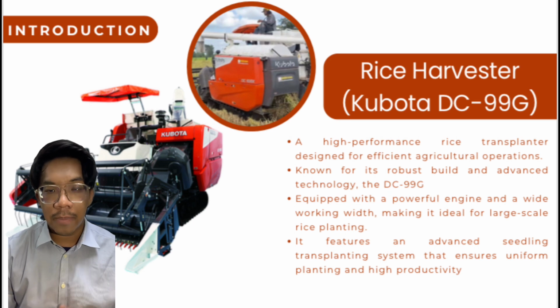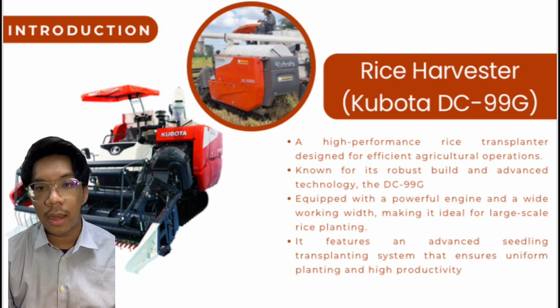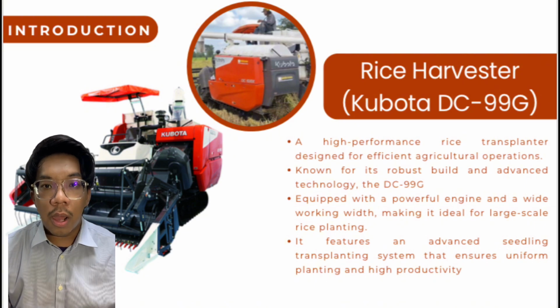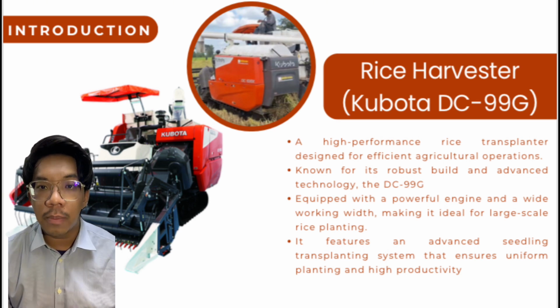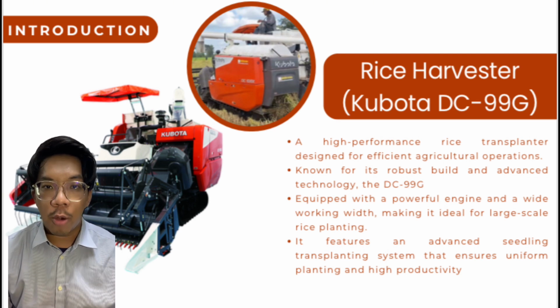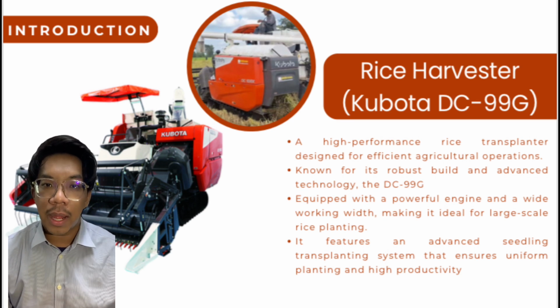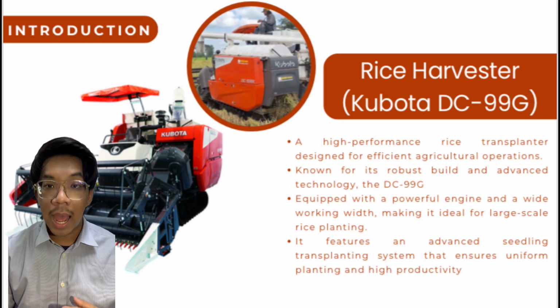So for the tractor, we used a Kubota DC99G. It's a high-performance rice transplanter designed for efficient agriculture operation. Known for its robust build and advanced technology, the DC99G is equipped with a powerful engine and wide working width, making it ideal for large-scale rice planting. It features an advanced seedling transplanting system that ensures uniform planting and high productivity.